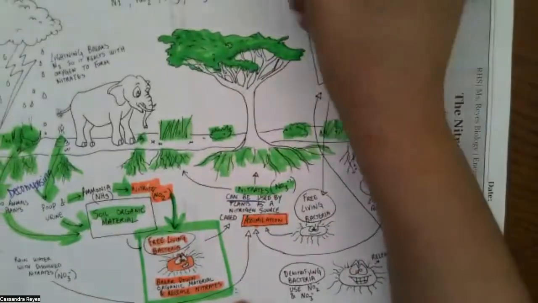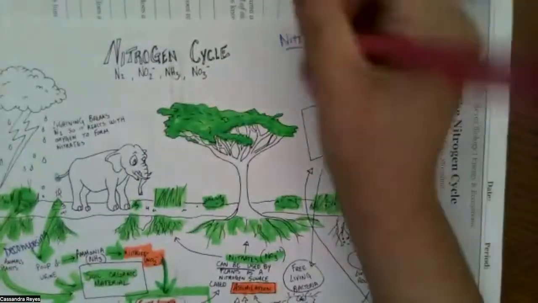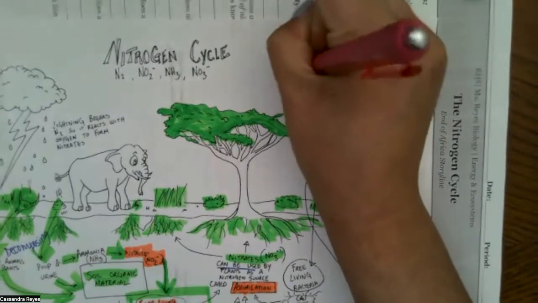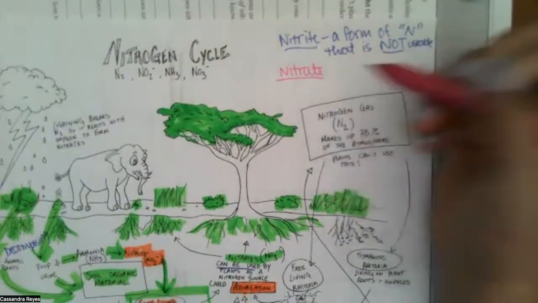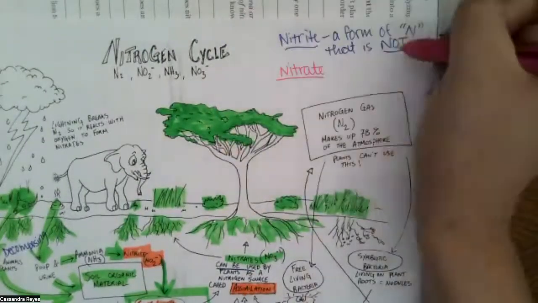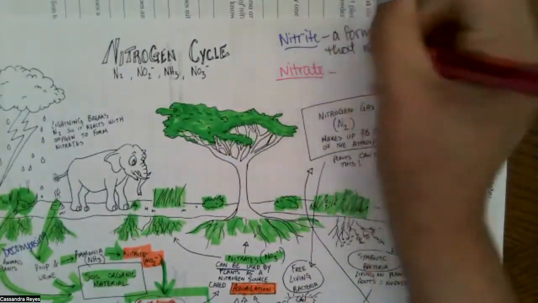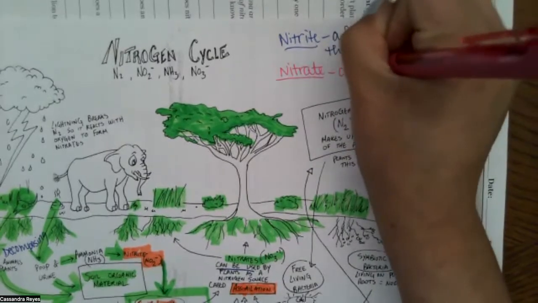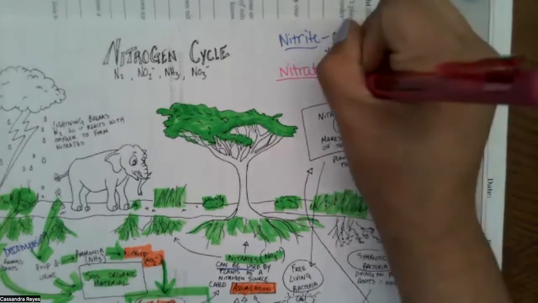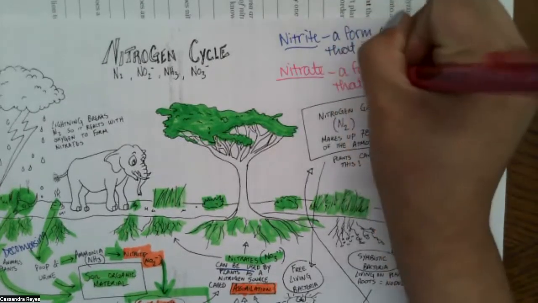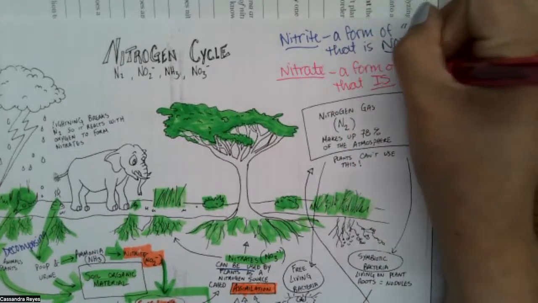Okay, can be used. Again, I'm going to use a different color up here at the top. Nitrate. Okay. So nitrite versus nitrate. Nitrite is not usable. Nitrate is a form of N that is usable.